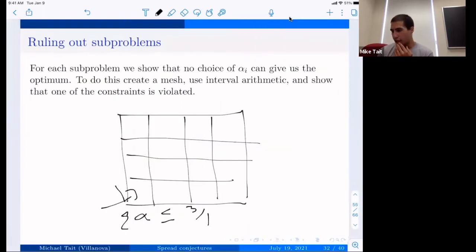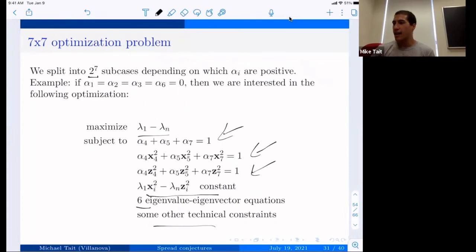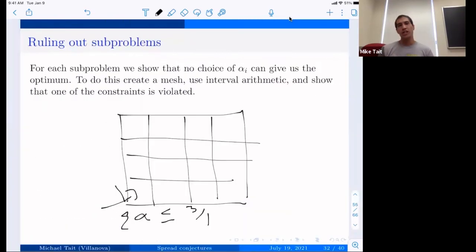Okay, I have this picture that I already drew beforehand. So to do this, we're going to use something called interval arithmetic. Okay, so this is a technique that's used in numerical analysis, that if you want to, basically I want to rule out that the maximum is anywhere in my search space, right? I have any choice of alpha 4, alpha 5, alpha 7, and I want to rule out all of those choices. So what we're going to do is we're going to create a mesh over our whole search space. So for alpha 4, alpha 5, alpha 7 between 0 and 1. And we're going to show that the optimum can't occur in any of these boxes. Okay, it's impossible to occur in any of these boxes. And to do that, we'll use something called interval arithmetic.